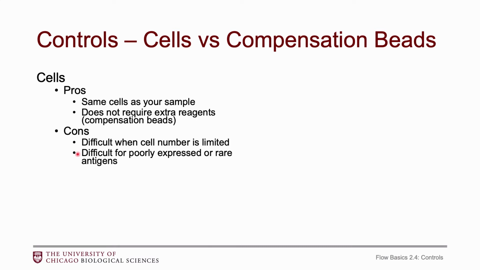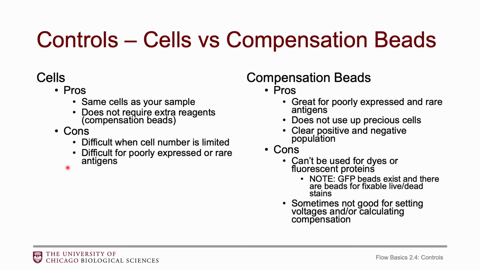The cons, however, are if you don't have enough cells or if your antigen is poorly expressed, very rare, then it may be a little bit challenging to use cells because you're not getting a very good signal with an antigen. In that case, you might want to switch over to compensation beads because they just bind the isotype of the antibody. So if you have an IgG antibody, it binds the beads. It gives you a really nice, clear, positive, negative population. It's very abundant, so you don't have to worry about rare markers. It doesn't use up your cells, so you can save those for your actual sample.